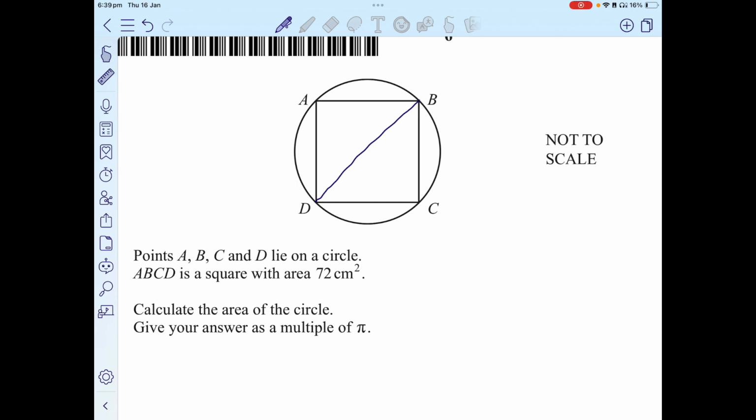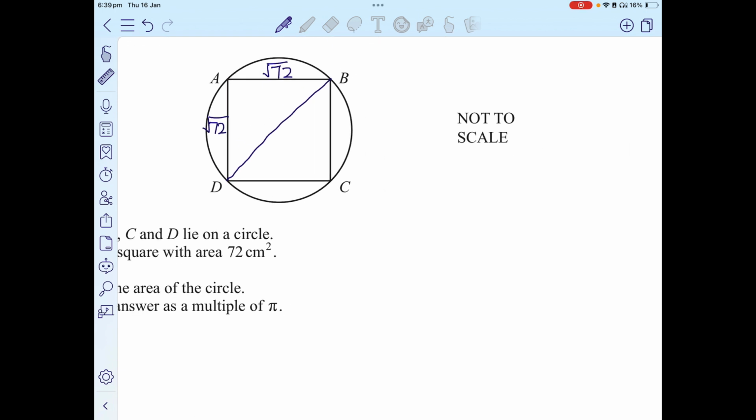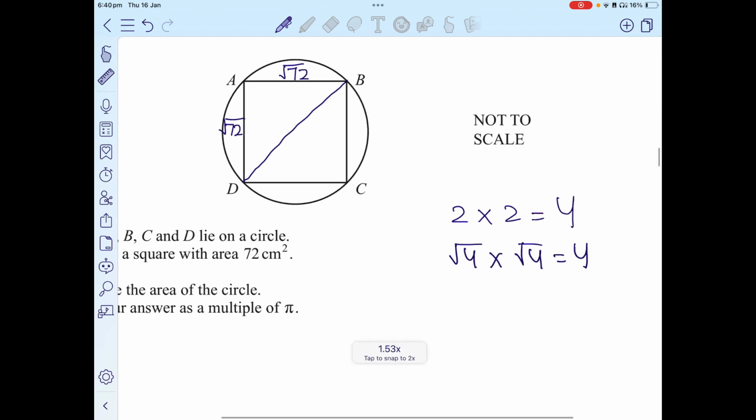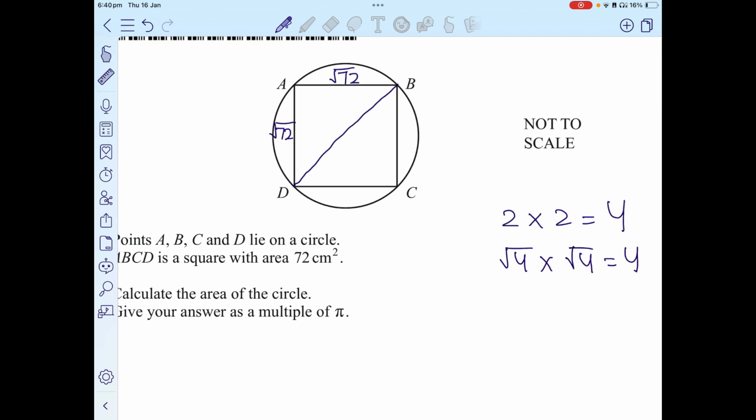But how can I get the length of DB? Now remember, this is a square with an area of 72, but I don't know the length of the sides. So I can say that the length of the sides would be root of 72 and root of 72 as well. Now let me show you why this works. Imagine that the area of the square is 4, so we can say that 2 times 2 is equivalent to 4. So 2 can be written as root of 4, and root of 4 times root of 4 is equivalent to 4, right? So that's what I'm going to say, that the length is root 72 times root 72, and this is the length BD.